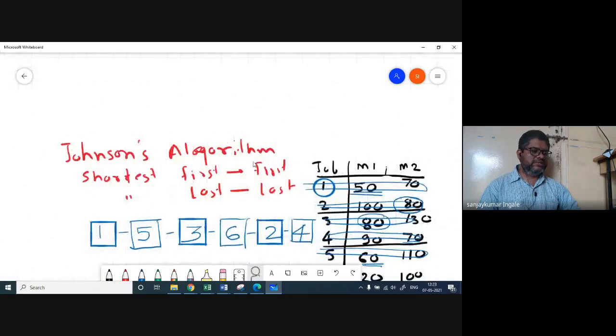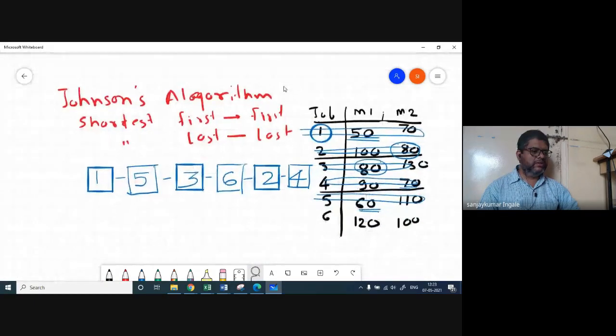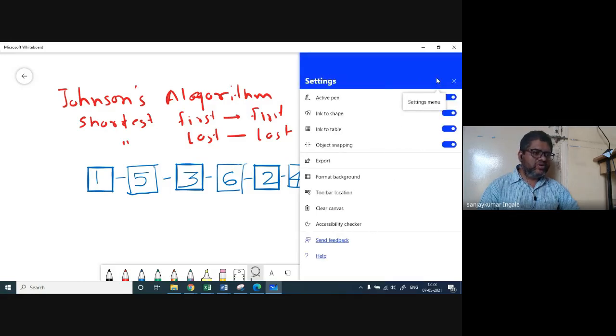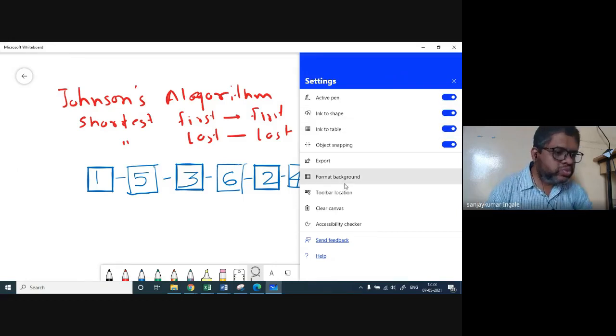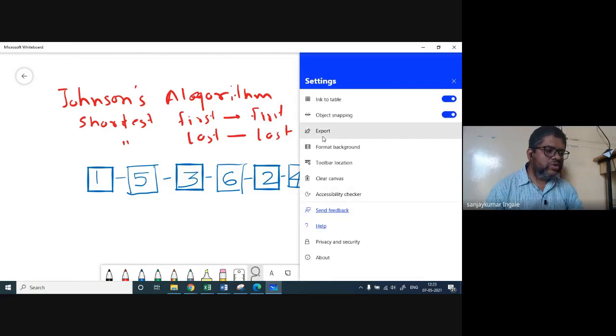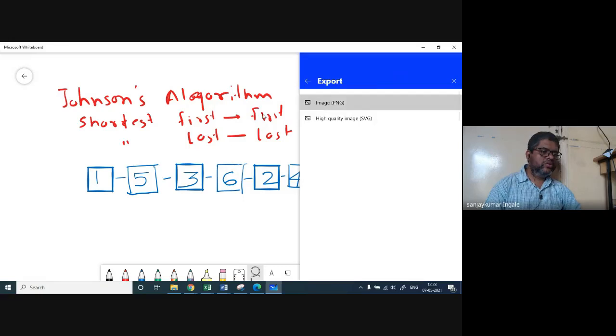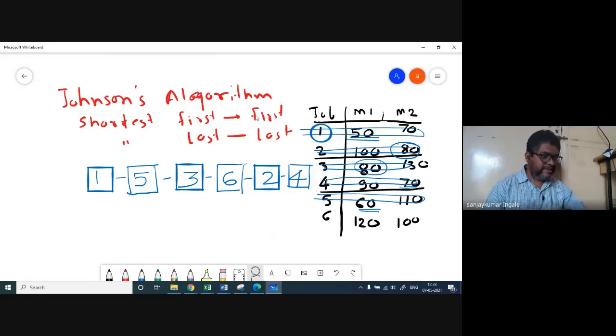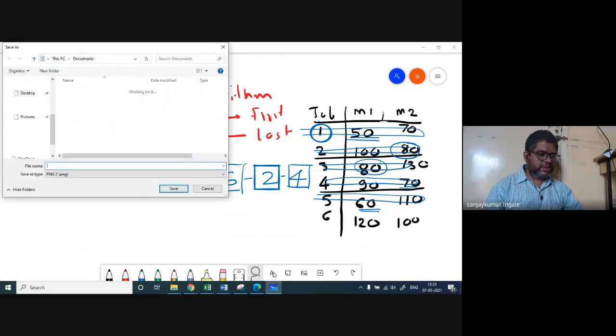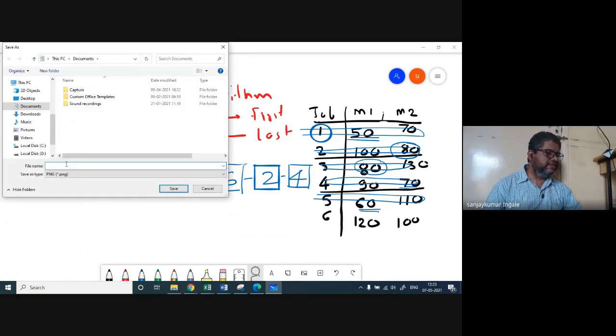No, I want this table. I'll just erase this part. Okay, let us try it. I'll just save this answer first.